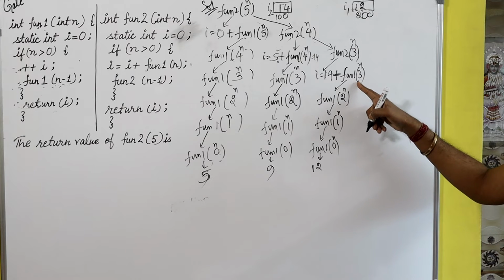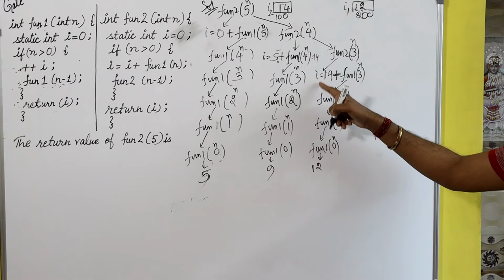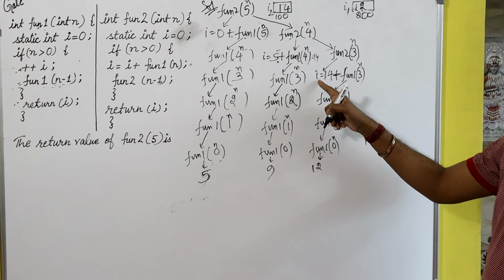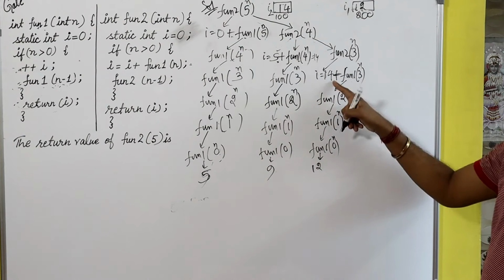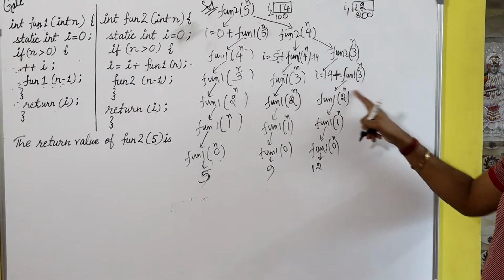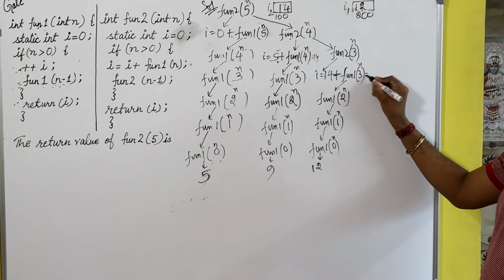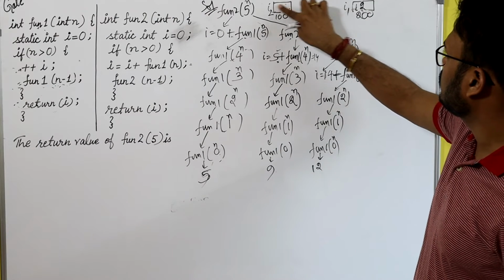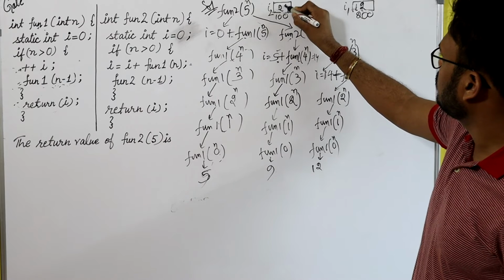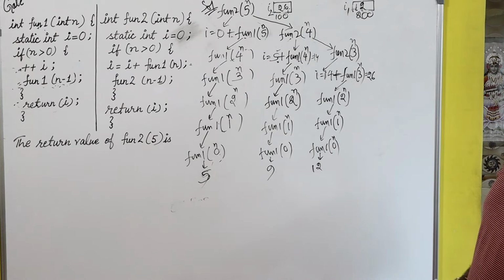Okay. So now here fun3 will get the value 12. So the value of I this time is, I means what? This time I'm talking about this I2. So the value of I2 becomes 14 plus 12. 14 plus what value it is receiving? 12. That is 26. So I2 becomes 26. Okay. Fine. So now again you see.